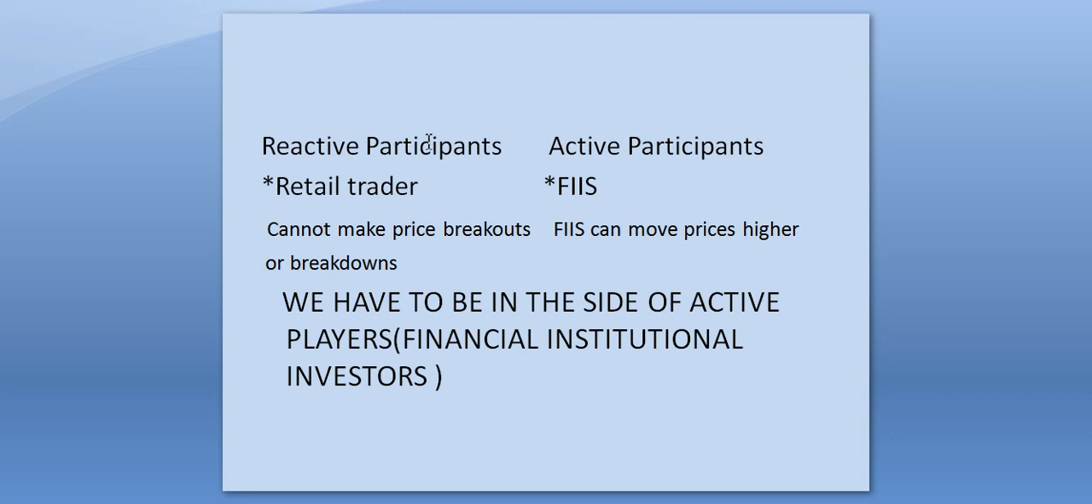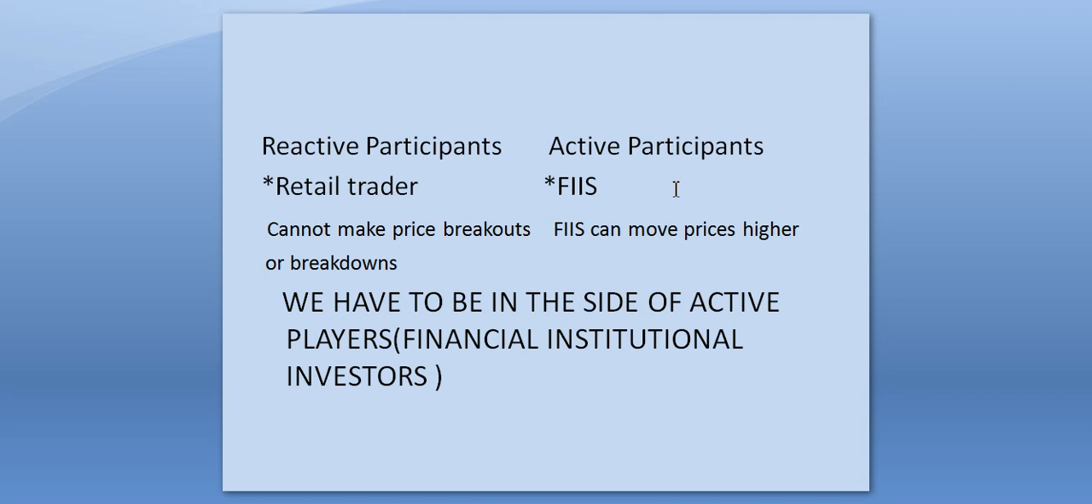Reactive traders, for example, if in your trading account you have 1 crore rupees capital to trade, you are still a retail trader, because financial institutions are big boys that can trade with crores and crores of rupees. As we are all reactive retail traders, we cannot move the price. We cannot make price breakouts or breakdowns, but financial institutions can move the prices higher. So we have to be on the side of active participants or financial institutional investors to make money.